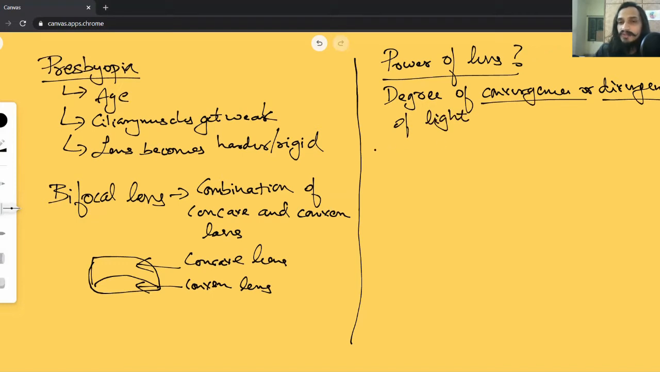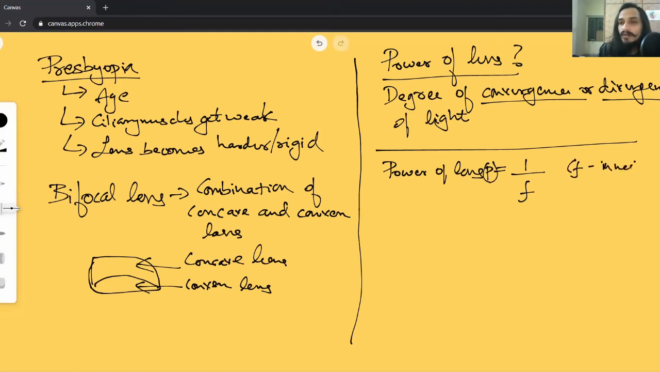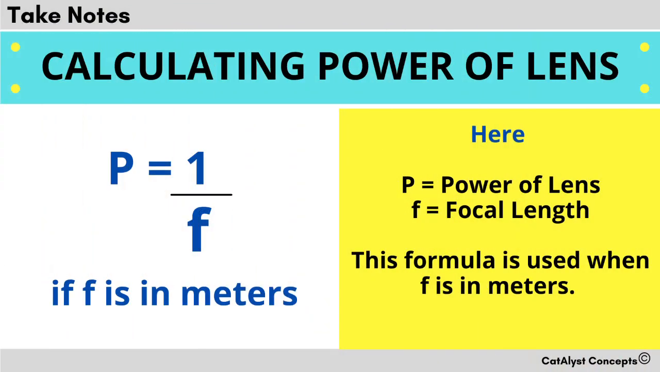Now, since we have a definition for it, we'll also have a way to calculate it. How do we calculate this? So power of lens is simply a reciprocal of its focus. Power of lens, we generally call it P, equals 1 by F. Over here, F is in meters. If F is in meters, then you can take it as 1 by F.